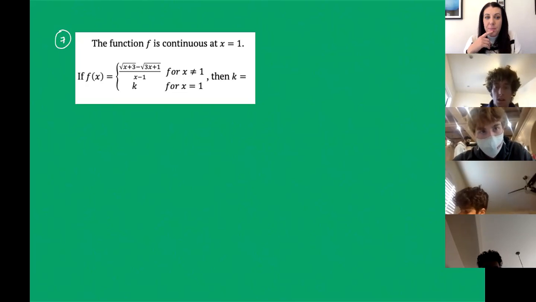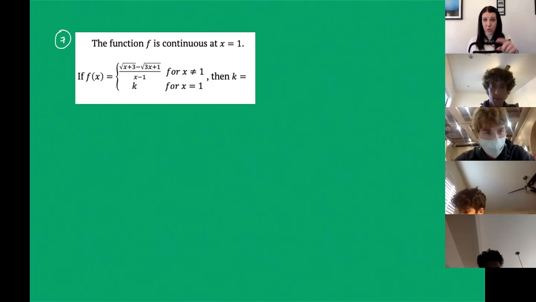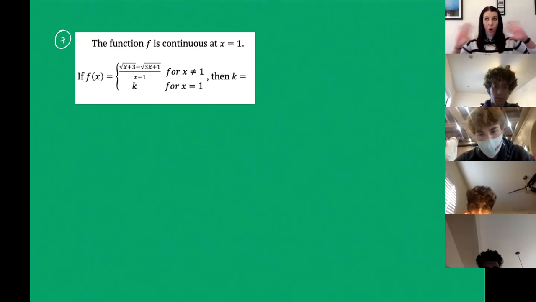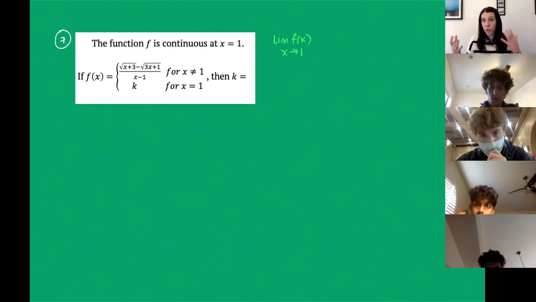So we're given this function. It tells us when x does not equal 1, meaning the whole graph except for one little point, the whole graph is equal to that equation: square root of x plus 3 minus square root of 3x plus 1 over x minus 1. Left, right, everywhere else. At 1, it's equal to k. If it's continuous, we have to go back to our definition of continuity, and you should remember that the limit of f of x as x approaches 1 from the left or the right, that produces the limit, is equal to f of 1. That's our definition of continuity.